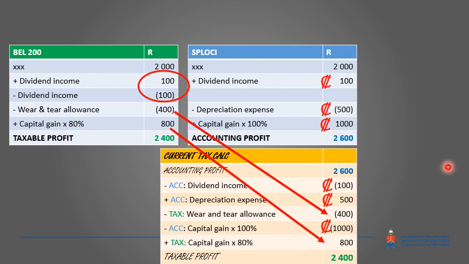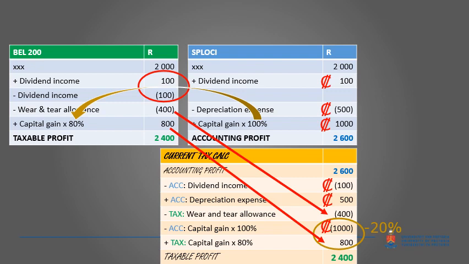We could have also, with regard to the capital gain, just deducted 20% because we have 100% but we only want 80% in our calculation. So we can stick with 100% that's included in the 2,600 and only deduct the 20%. So that would have been another way of adjusting our accounting profit to get to our taxable profit.